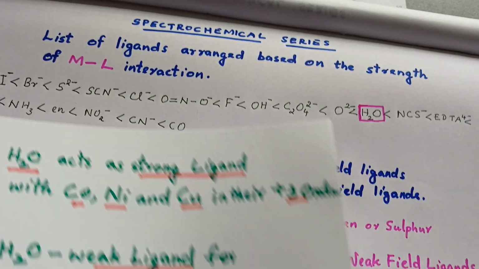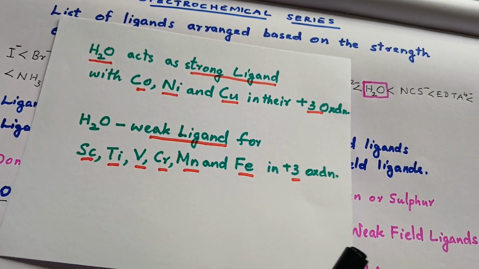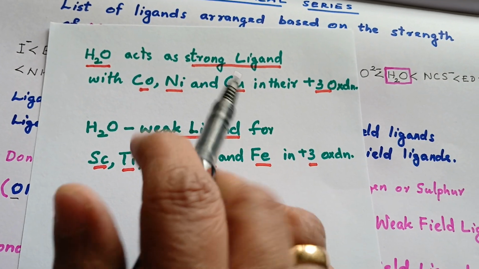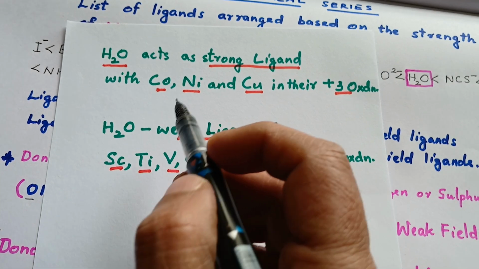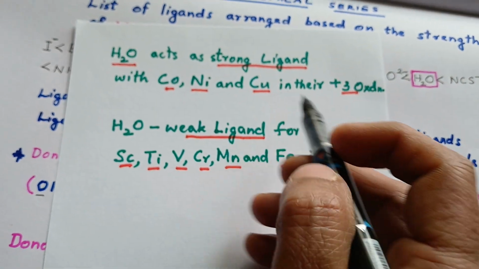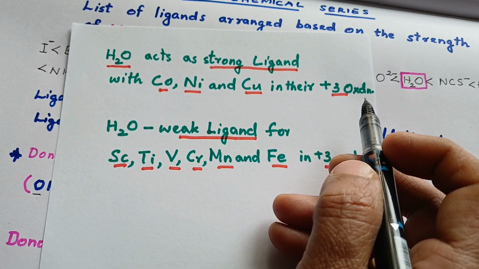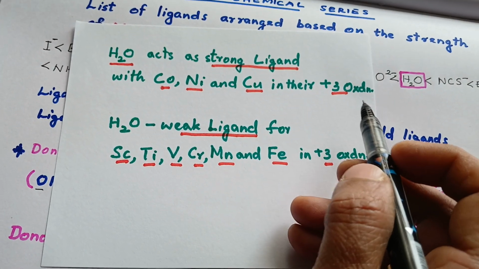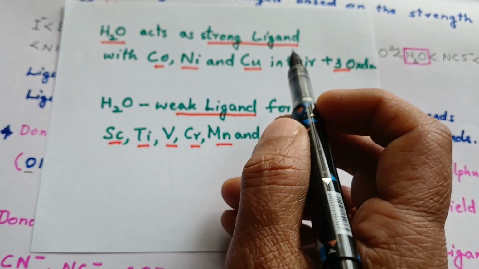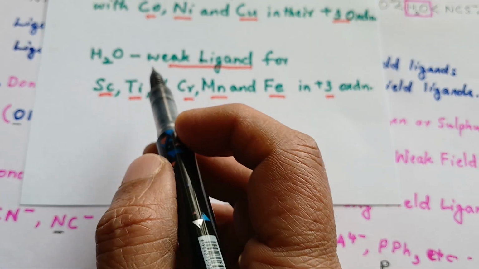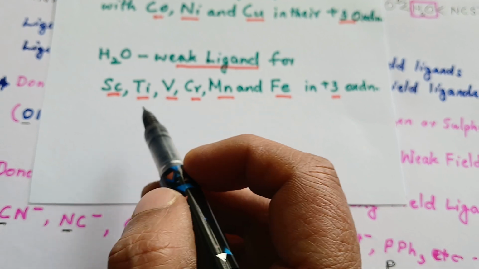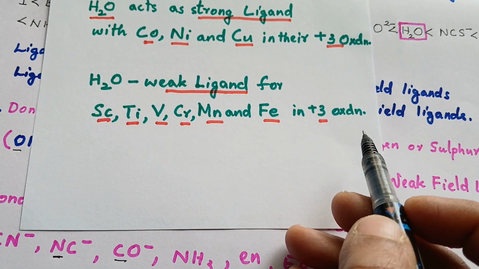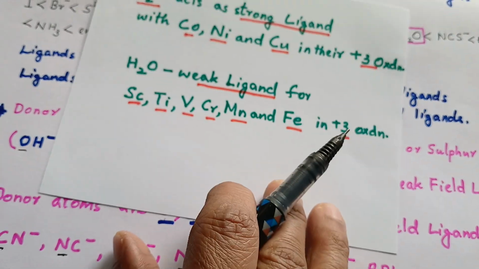Now in that series we saw that water is given a special place. Water behaves a little differently. Water acts as a strong field ligand with cobalt, nickel and copper in their +3 oxidation states. Remember, with cobalt, nickel and copper in their +3 oxidation states, water acts as a strong field ligand. And water acts as a weak field ligand for scandium, titanium, vanadium, chromium, manganese and iron in their +3 oxidation states.